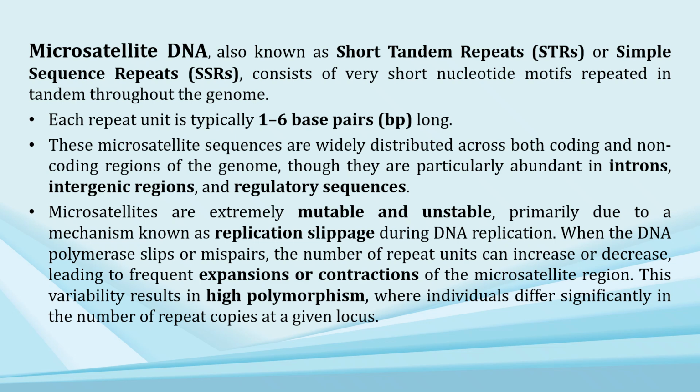Microsatellites are extremely mutable and unstable, primarily due to a mechanism known as replication slippage during DNA replication. When the DNA polymerase slips or mispairs, the number of repeat units can increase or decrease, leading to frequent expansions or contractions of the microsatellite region. This variability results in high polymorphism, where individuals differ significantly in the number of repeat copies at a given locus.